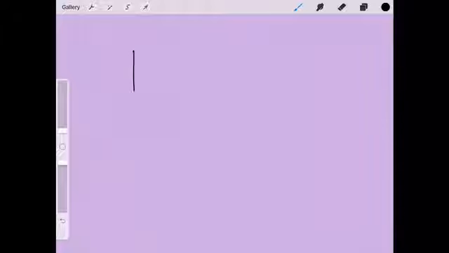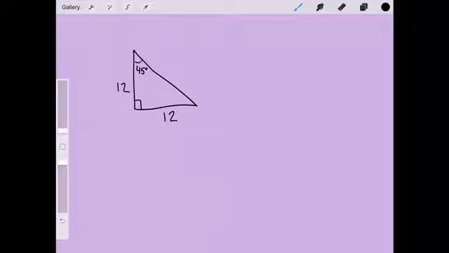I'm going to give you a right triangle. I'm going to say that this is 45 degrees. This is a side length of 12. This also has a side length of 12. If we are dealing with this 45-degree angle, each of these sides, 12 and 12, are what? Are they adjacent, opposite, or hypotenuse? What two of the three are we dealing with? Hopefully you said opposite and adjacent, because that is what we're dealing with.